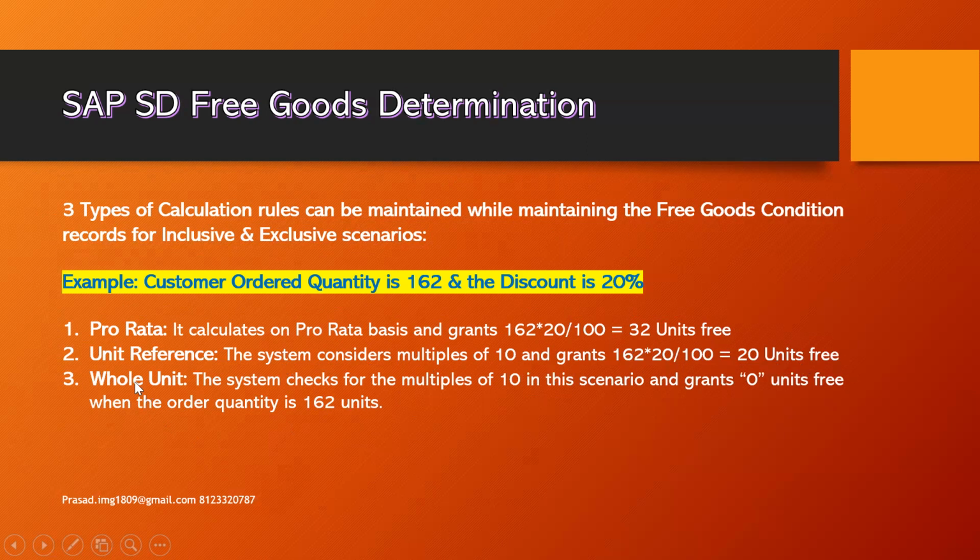Whole unit. So if you select this rule, in this scenario, the system checks for the multiples of 100. And if the customer orders quantity as 162, it grants 0 units as free. Because it is not identifying either it should be 100 or 200 or 300. Then only the system will grant the discount. Otherwise, it won't grant the discount. So these three scenarios, we are going to see them in the system.